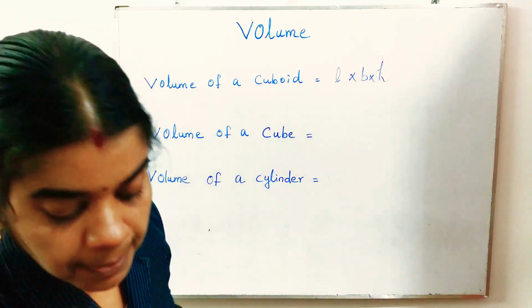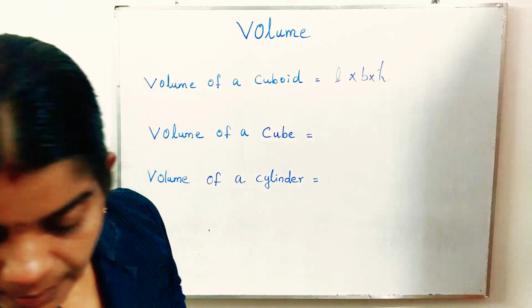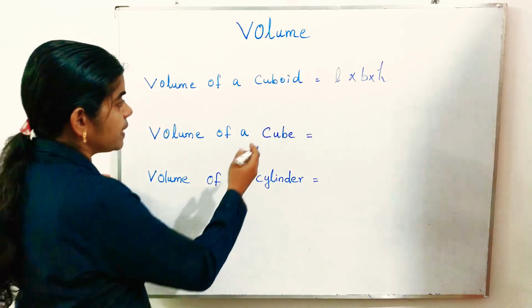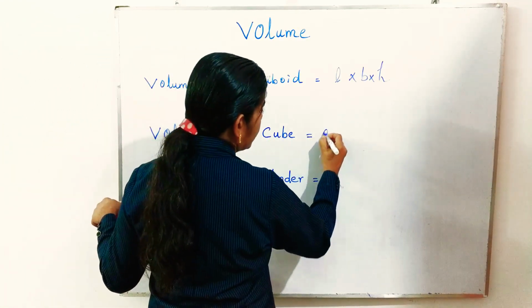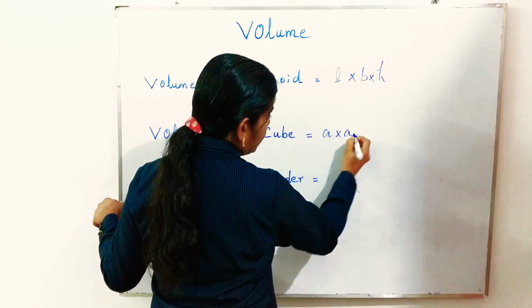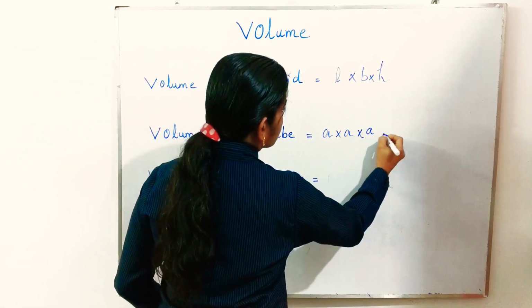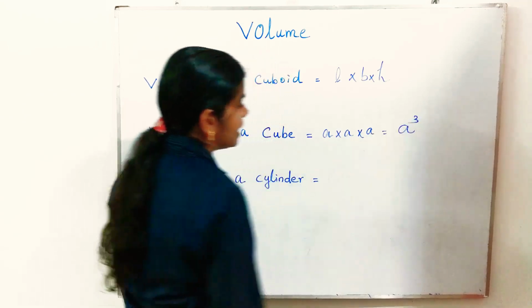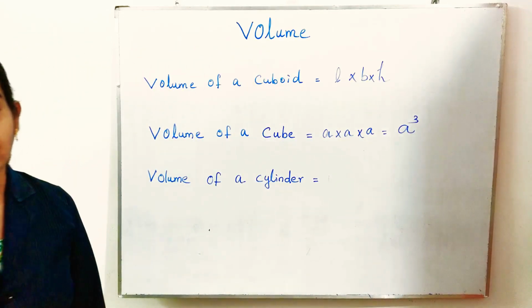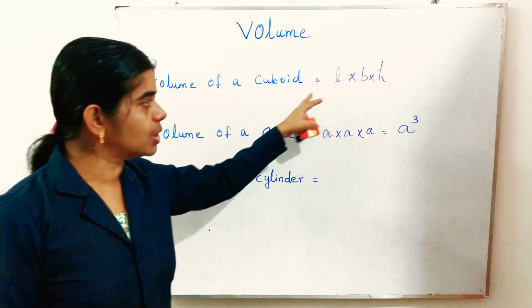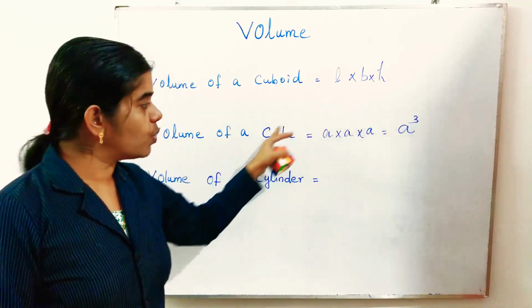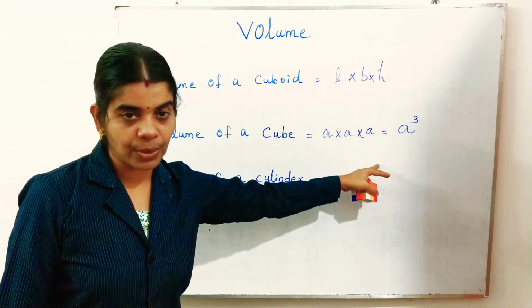So the volume of a cube is equal to A into A, that will be its base area. The height also will be A. So A cube will be the volume of a cube. Then the volume of a cuboid is equal to L into B into H. The volume of a cube is equal to A cube.